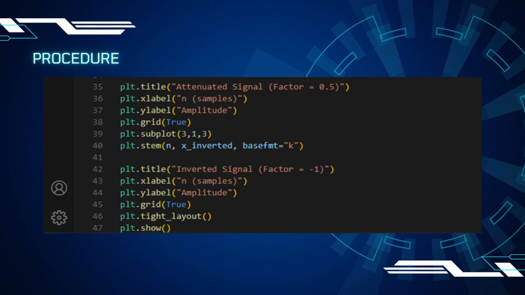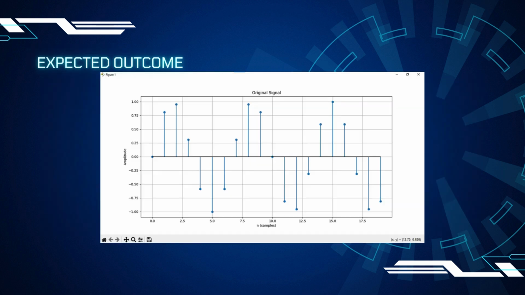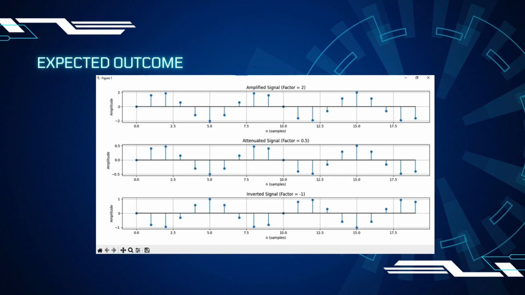Together, these plots clearly show how amplitude transformation changes a signal's appearance while keeping its frequency and timing the same. When we look at the output, we notice that the time spacing between samples stays exactly the same because the amplitude transformation doesn't affect timing but only the amplitude.